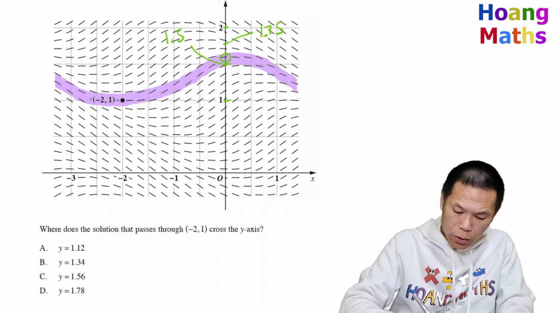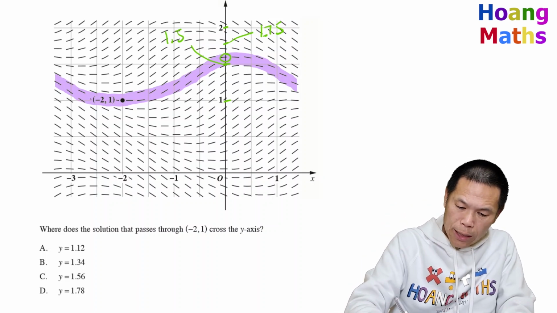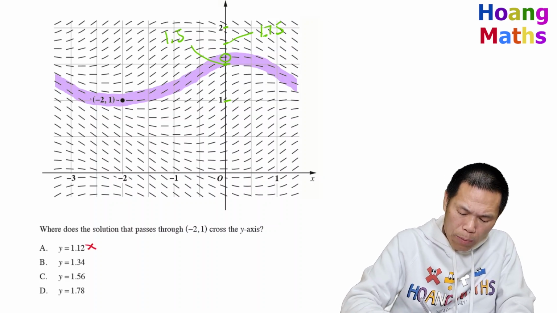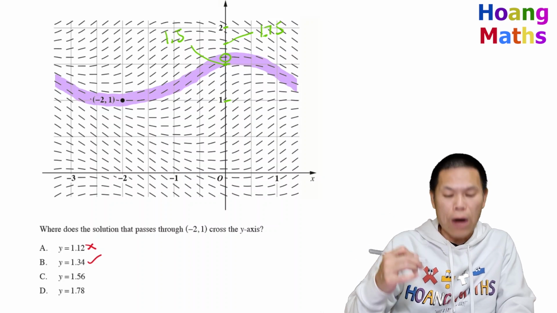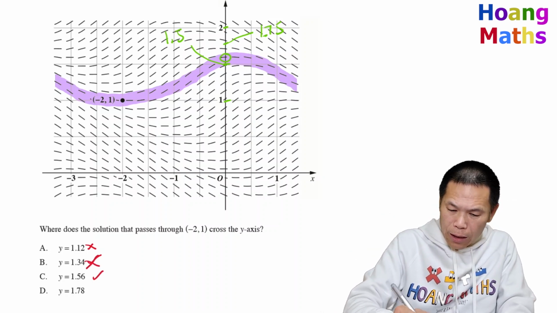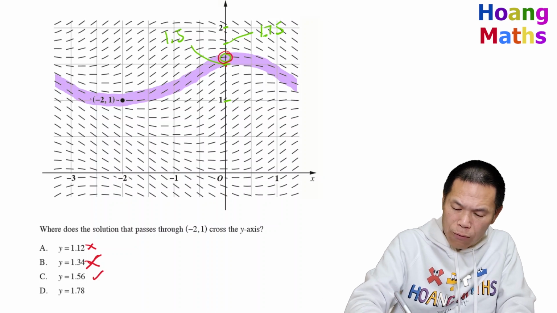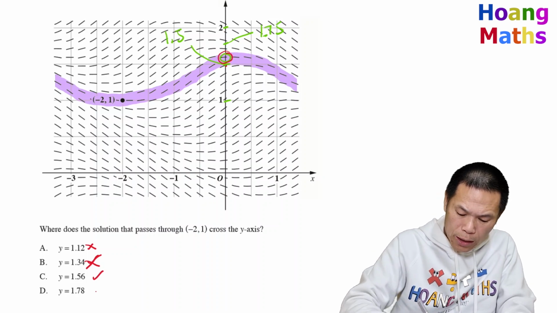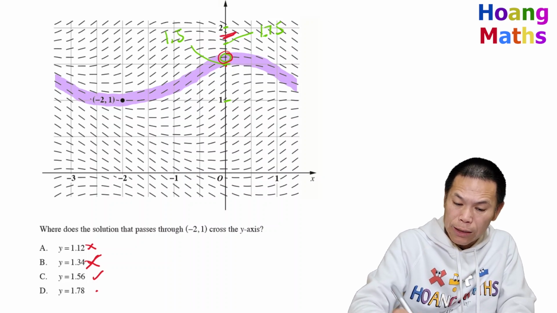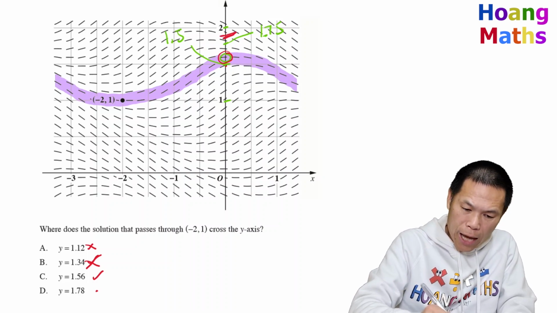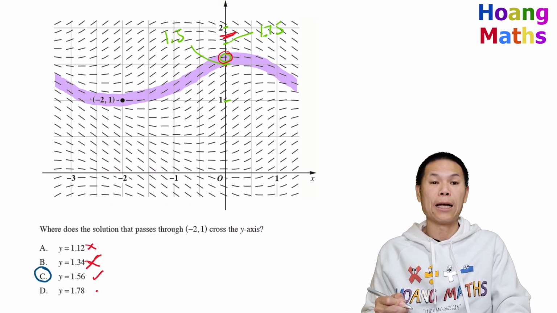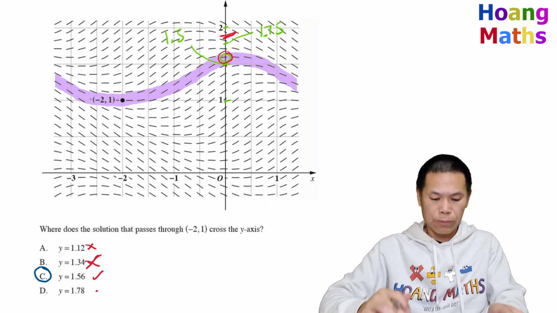1.12, so that is here. So that is not correct. And the next one, 1.34, that is less than 1.5, so that is wrong. And 1.56 is here roughly. And this one here is 1.78, so 1.78 is above here somewhere. So therefore, the correct answer is C. That's the closest answer. So there you go.